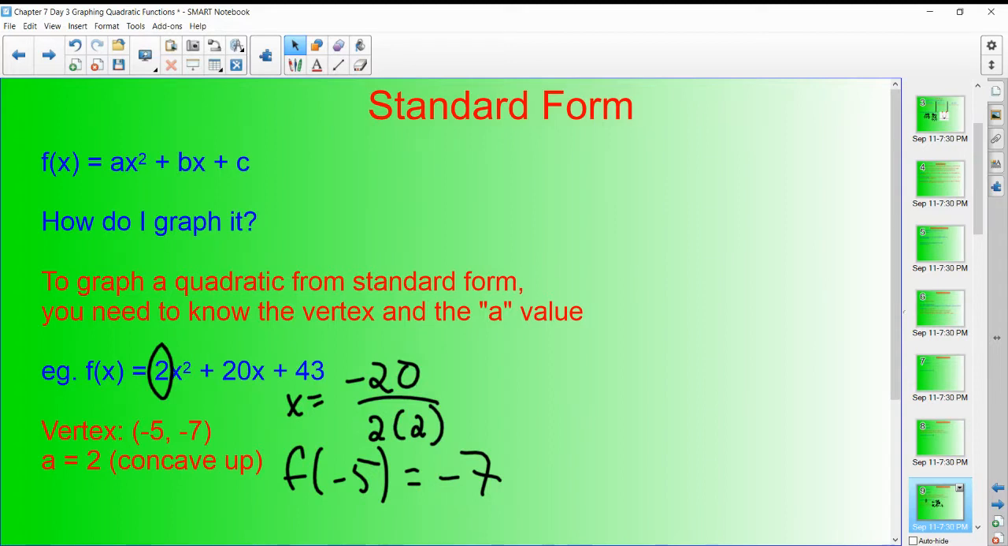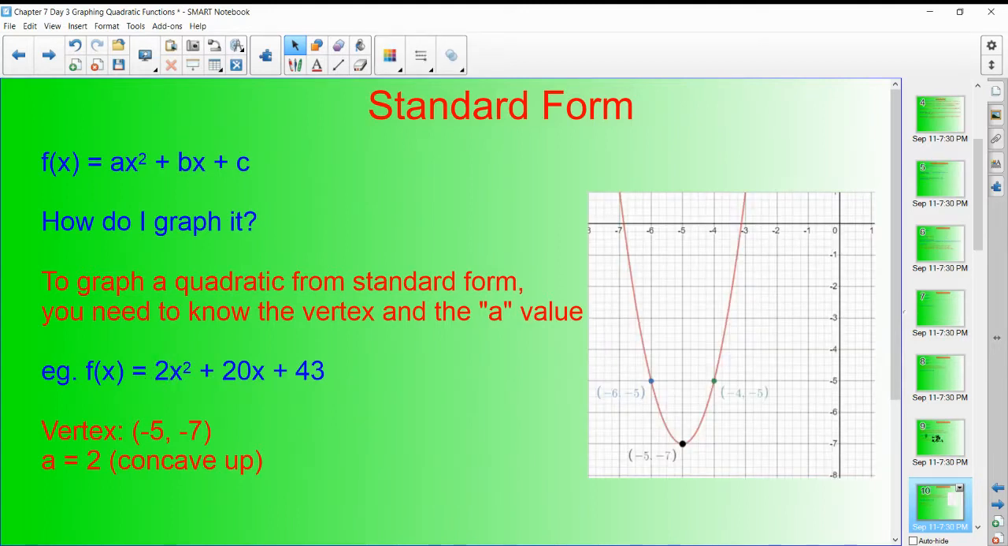Now the a value is right here. So I know it opens up, and now I'm going to show you how this 2 works. You need to start at the vertex when we graph. Graph that point first. So graph negative 5, negative 7, which I already did down here on the graph. Right here is my vertex.